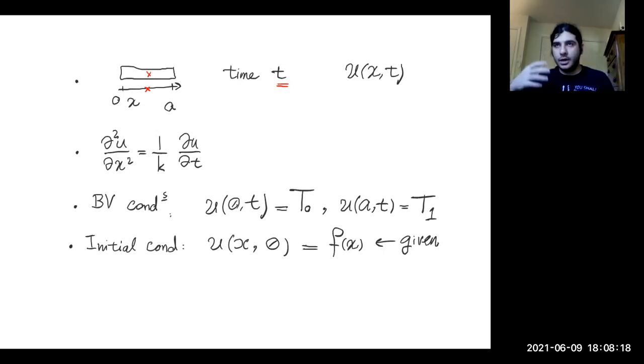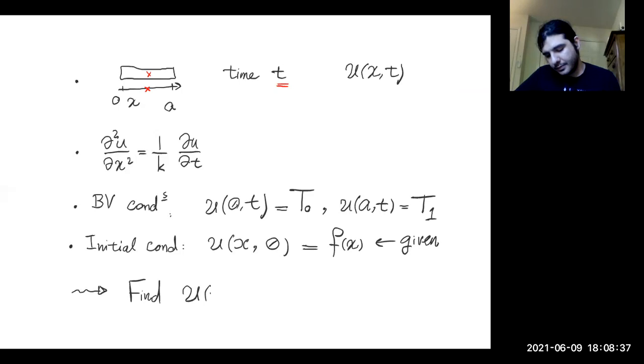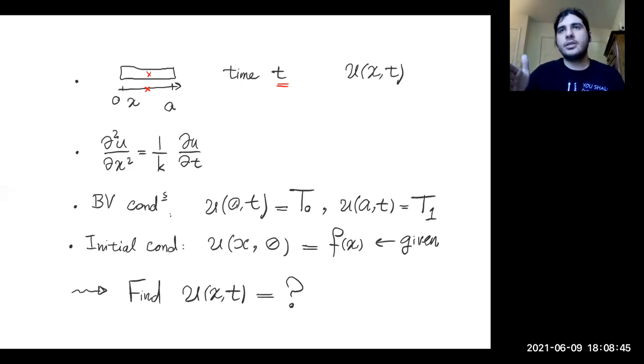This f of x is something given. It's not unknown. We know, for example, let's say it's cosine of x. It's something fixed and given. The unknown here is u. So we are trying to solve this equation, and we want to find u at any x and t. That is the question. Is there any question here about the setting of our problem? Is it clear for everyone? Okay, great.